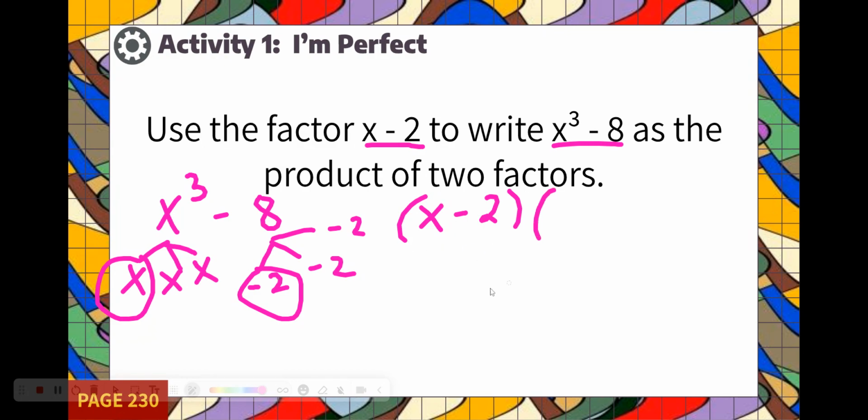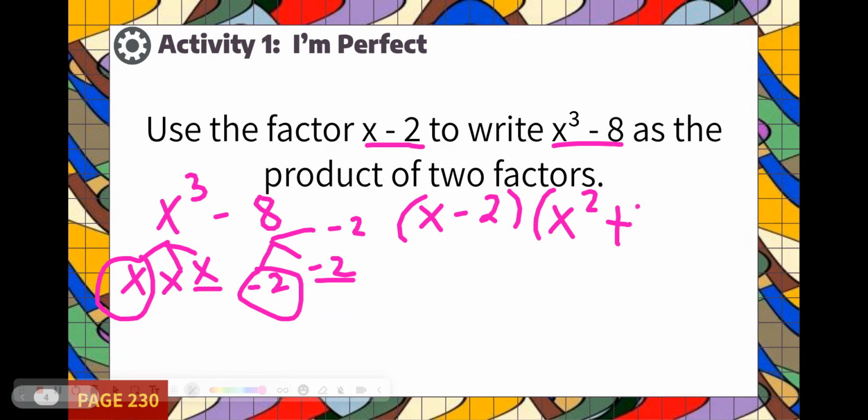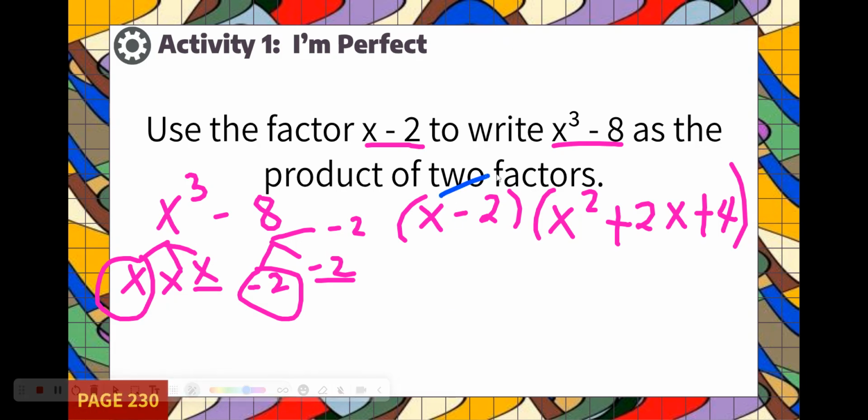The second factor will be x times x, which is x squared. And then you're multiplying whatever the digit in here. So you have negative 2 and x, so that would be plus 2x. And then negative 2 times negative 2 is positive 4. So that would be positive 4. If you want to double check if your answer is correct, so easy. You just need to multiply them back, one at a time.